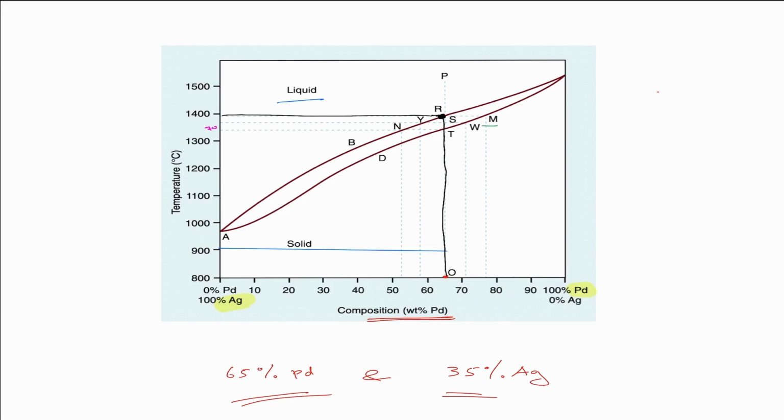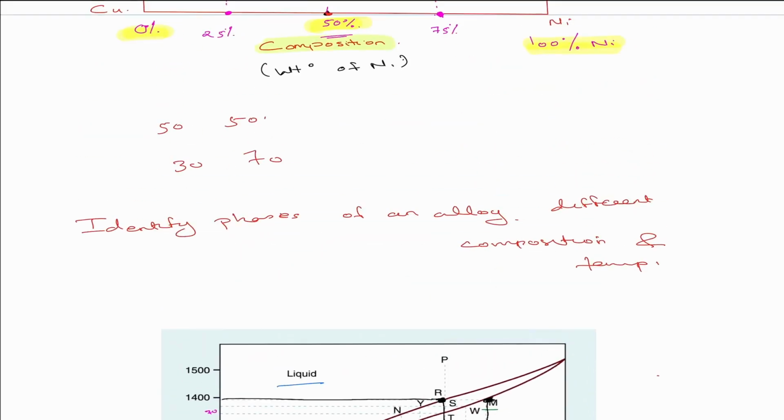Now, at the same temperature, when the composition is 78% palladium, what is the phase? The phase is predominantly solid. So this is what I've told you: to identify the phases of an alloy at different compositions and temperatures. That is the purpose of phase diagrams. Hope you got this.